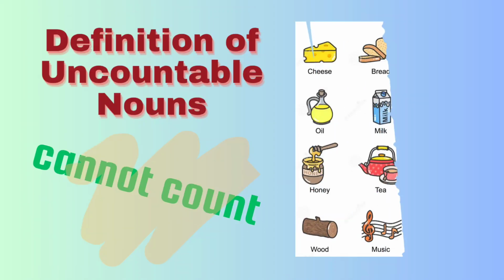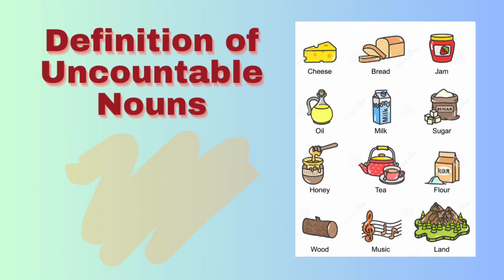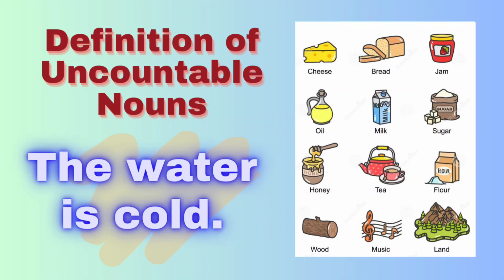How about the definition of uncountable nouns? Uncountable nouns are nouns that cannot be counted. Pay attention: cannot. These are typically used in a general or unspecified form. For example, water, sugar, or information. These nouns are always singular and use singular verbs. Pay attention to these examples. The water is cold, or this information is useful.